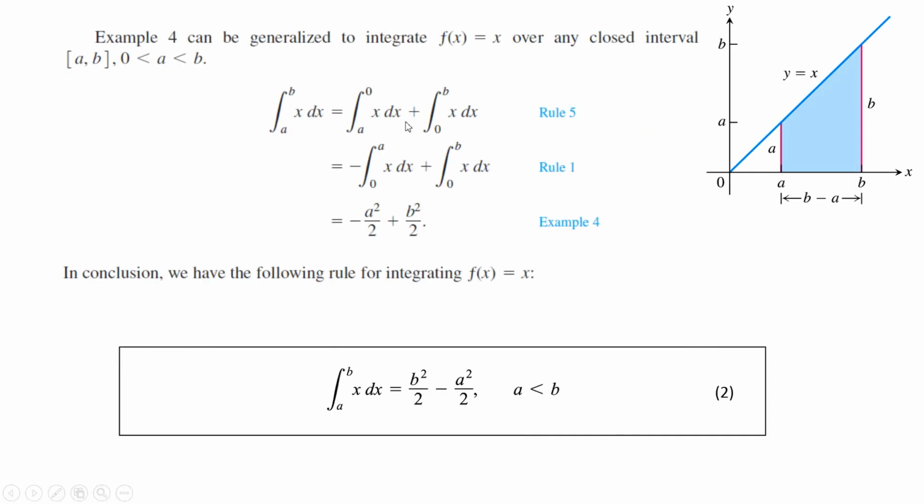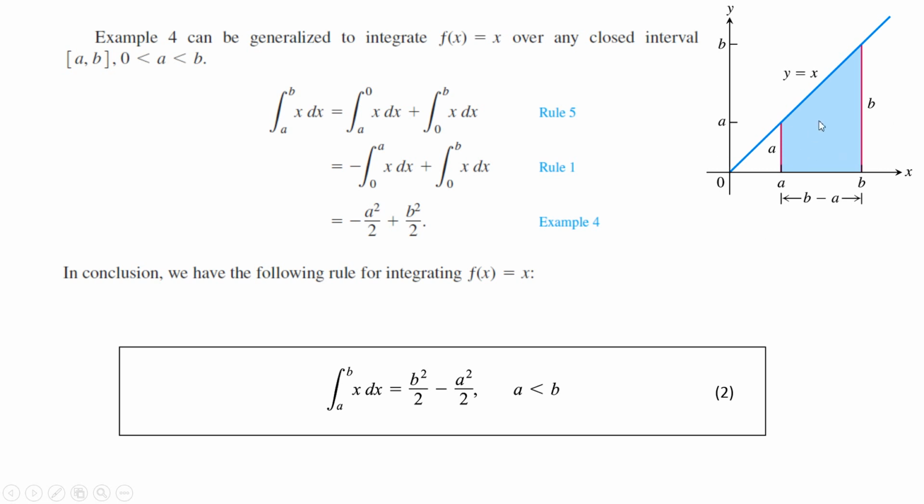With the help of this example, we can generalize a few things. The integral from a to b is the integral from a to 0 plus the integral from 0 to b. This can be written as the negative of the integral from 0 to a, plus the integral from 0 to b. We just evaluated that the integral from 0 to b of x dx is b square over 2. So this is negative a square over 2 plus b square over 2. This means the integral from a to b of x dx is b square over 2 minus a square over 2.